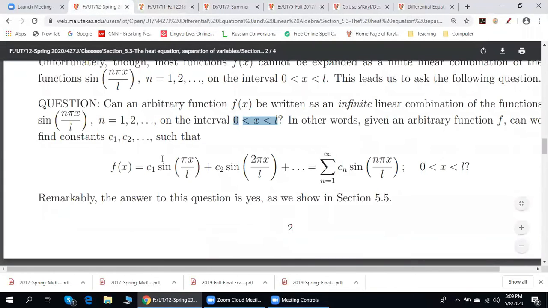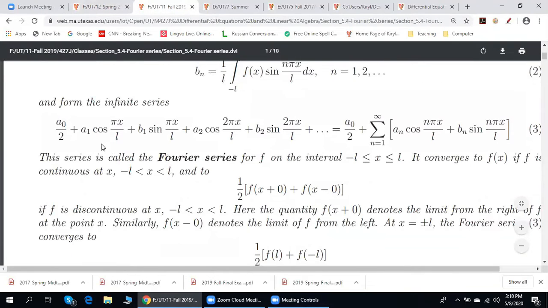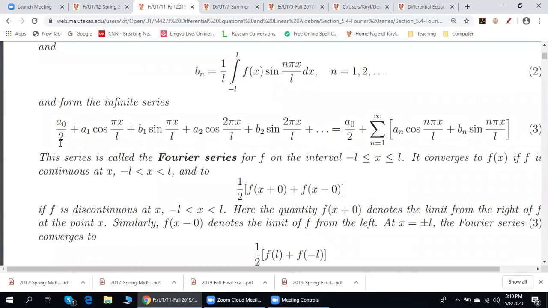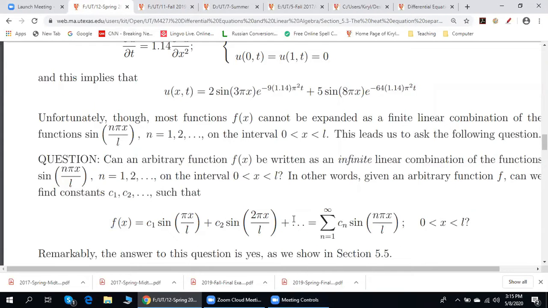Reason number 2, here f of x should be written as an infinite linear combination of sines only. Over here, we have both sines and cosines. In addition, we have a0 over 2. In the next section, I'll show you how to fix both problems relatively easily. Please take a look at the following really simple idea.